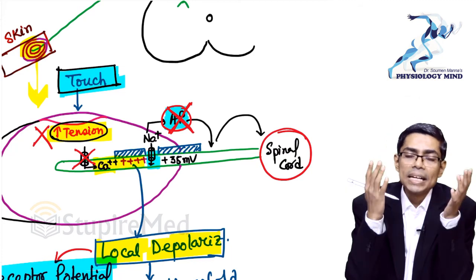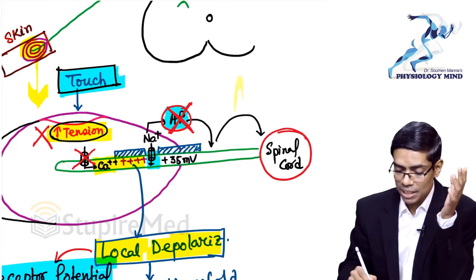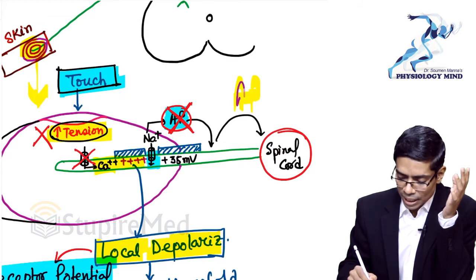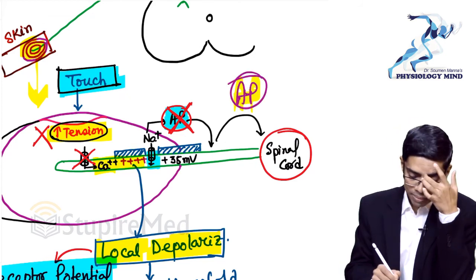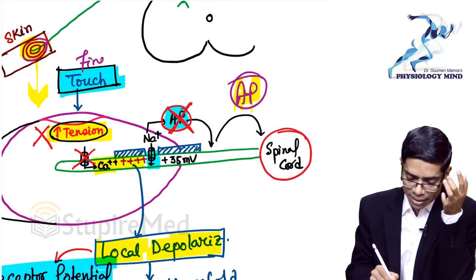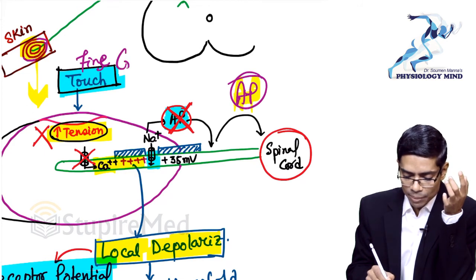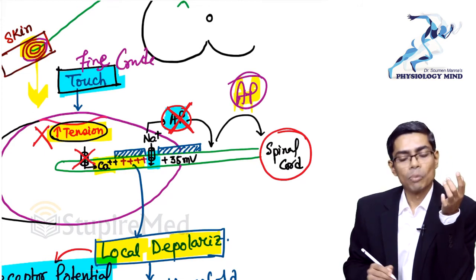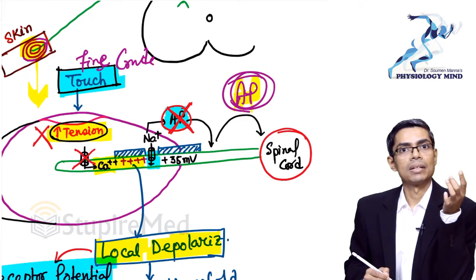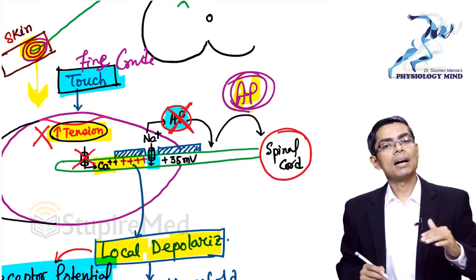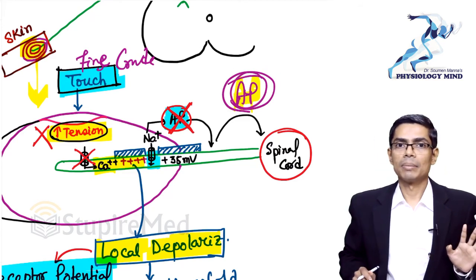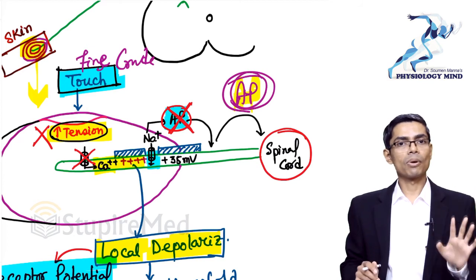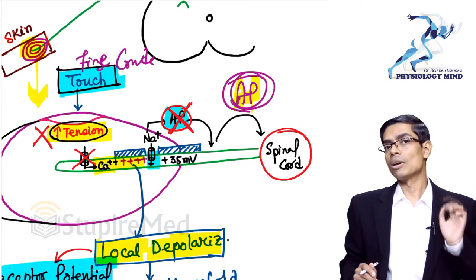The brain does not know. The brain only and only understands action potential. So if I give fine touch or light touch, or if I give crude touch, what will happen to this action potential? Do you think the amplitude will increase? The answer is never, because action potential follows the all or none law.